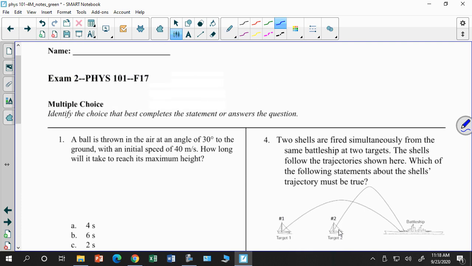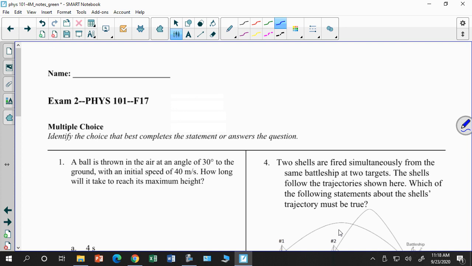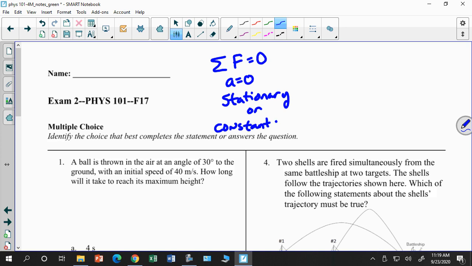Yeah, this is 17. Somebody asked, how do you know when opposite forces are equal? That is, how do I know when the sum of the forces is equal to 0? The short answer is that the sum of the forces is equal to 0 when the acceleration is equal to 0. That means that it's either stationary, a static problem, or moving at a constant velocity. That's what it means to have 0 acceleration.